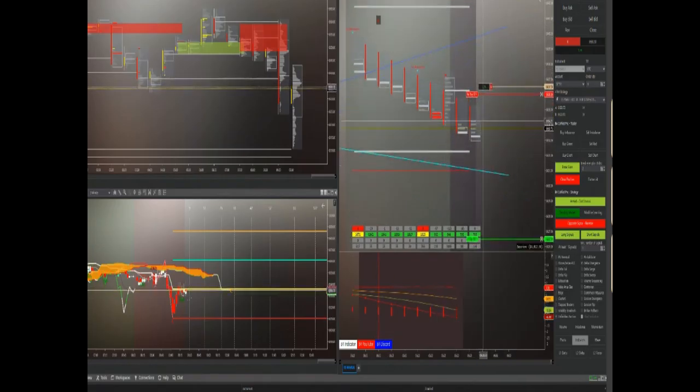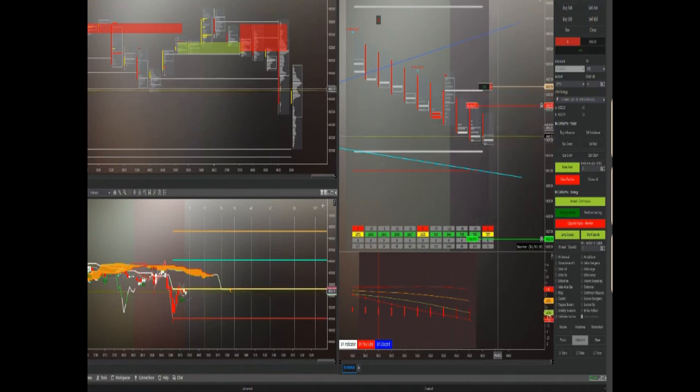We'll lock that in, knowing that there's support right here. Our potential support right here. Stop filled.